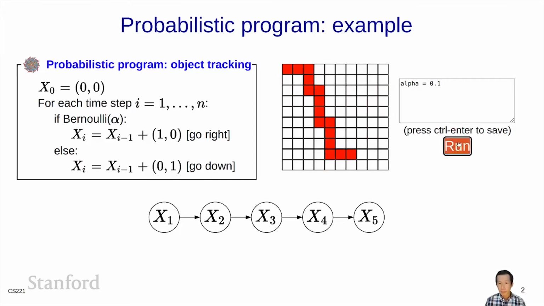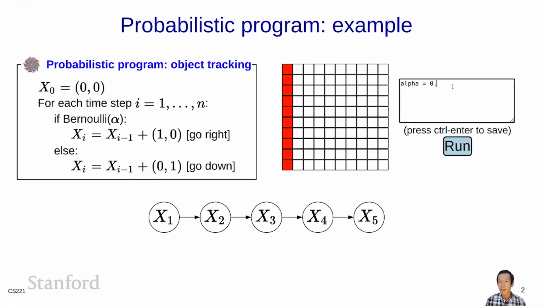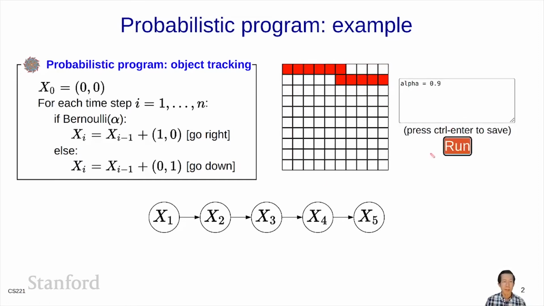I actually need to press Control Enter to save. So if it's 0.1, then all the trajectories are going to be over here. If it's 0.9, then the trajectories are going to be over there. Okay. So this program specifies what is called a Markov model, which is a special case of a Bayesian network where we have a chain. Each variable is only dependent on the previous variable.